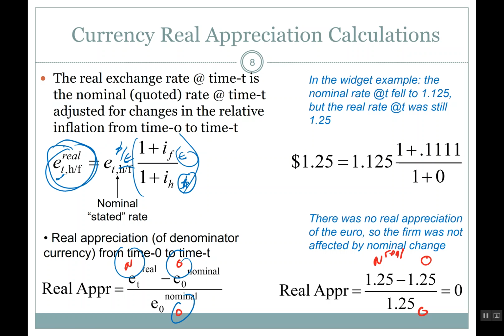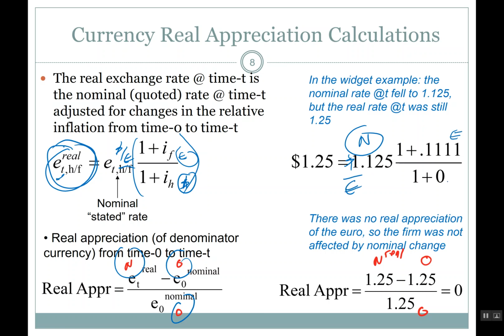So let's just do that for PA widget and the Eurozone. The new stated exchange rate was $1.12, right? Is that what I said it went to? It went from $1.25 to $1.12. That's the new nominal exchange rate, and that's quoted as dollar over euro.